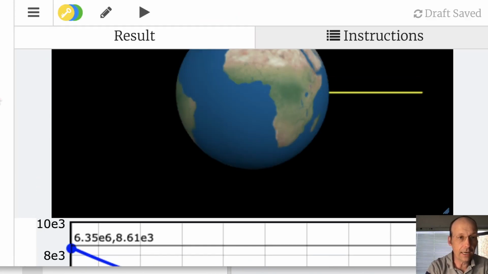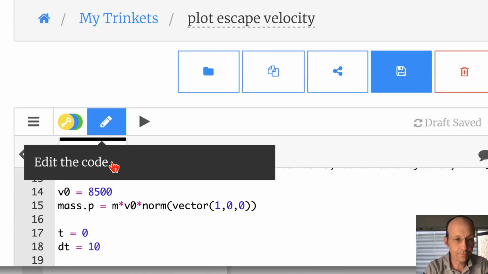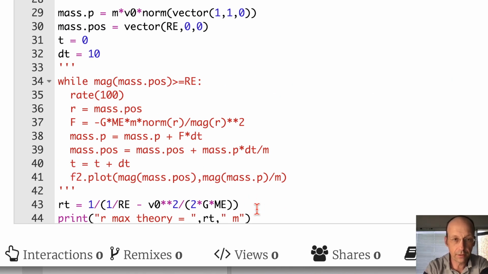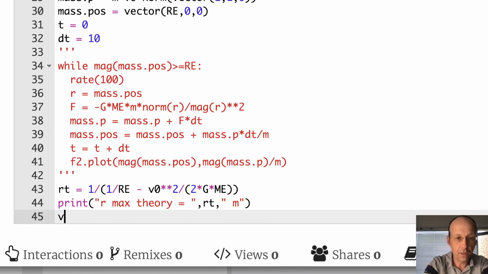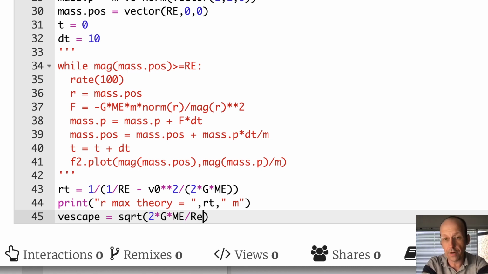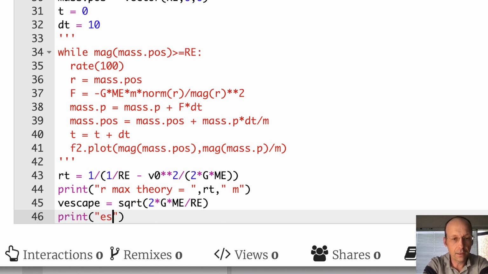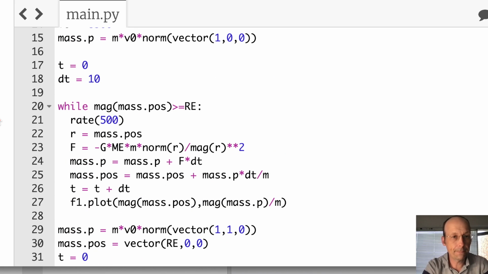Okay, let's calculate that. Let's calculate and run it. V escape equals square root of 2 times G times mass of the Earth divided by the radius of the Earth. I should also check the units on that, but G is kind of a weird unit. Let's just go with it. And let's print that. Escape velocity is V escape in meters per second. Run it.